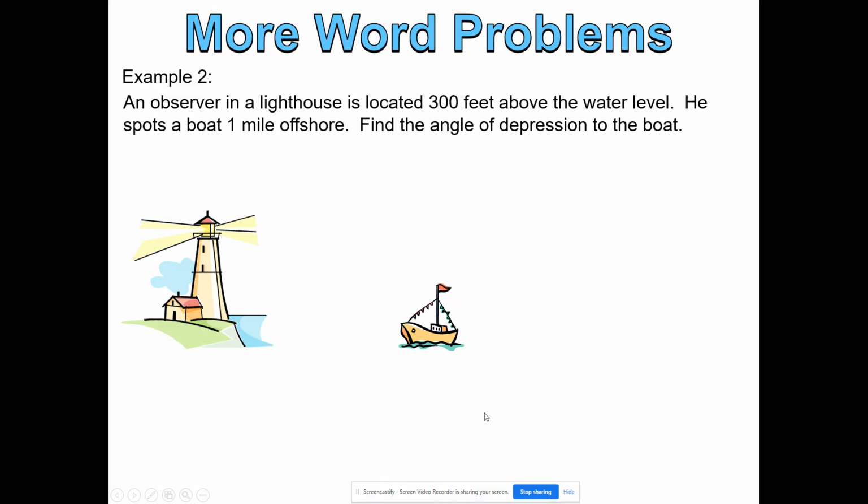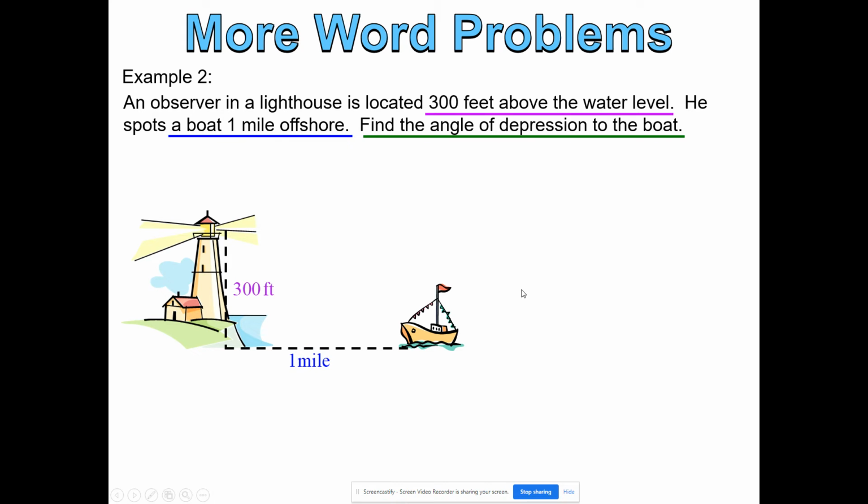Okay, example 2, we've got an observer in a lighthouse. He's located 300 feet above water level. That's 300 feet. He spots a boat 1 mile offshore. Now, wait a minute. This one says 300 feet, and this one says 1 mile. They don't have the same units. So we're going to convert this mile to feet.